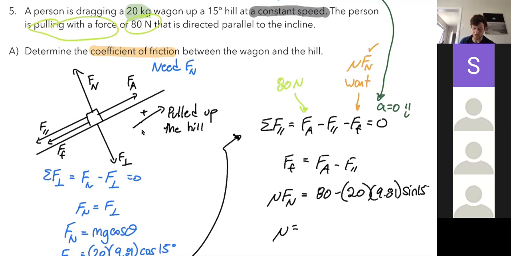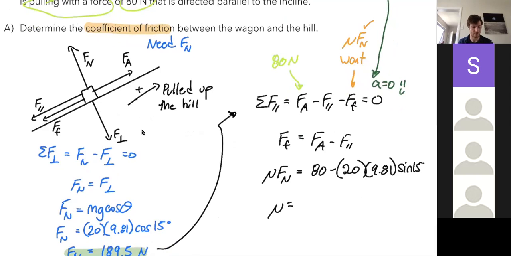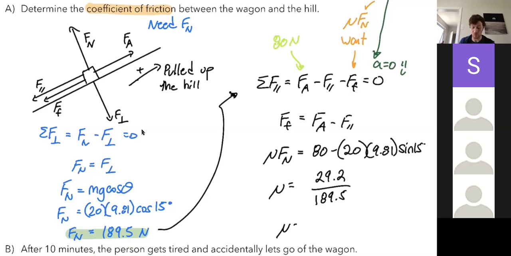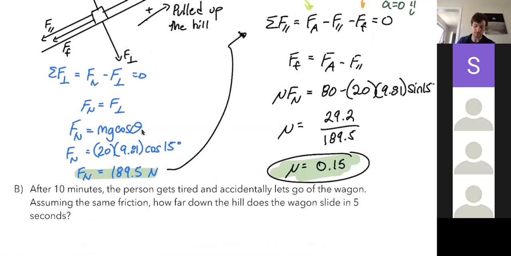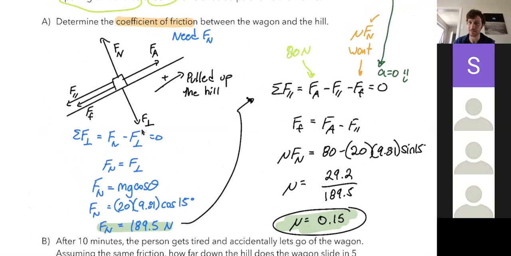Which means mu is going to be whatever that number is. Let's figure it out. 80 minus 20 times 9.81 times the sine of 15 degrees, 29.2, all divided by our 189.5. So far, I'm happy with those numbers because we're going to get a very small decimal, and we get 0.15, which makes sense. That is a reasonable value for coefficient of friction. So we are good. Cool.